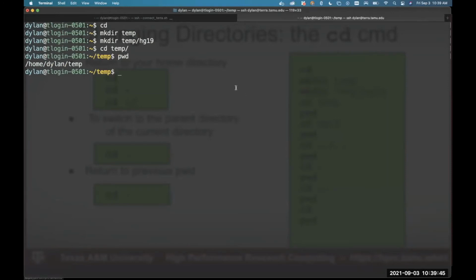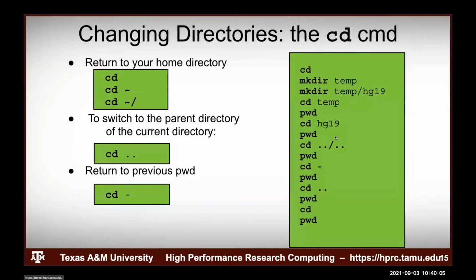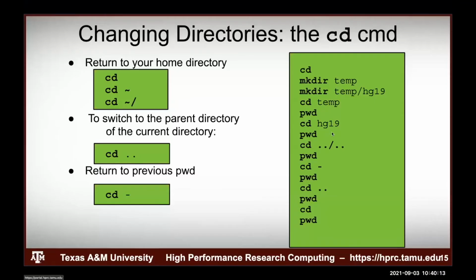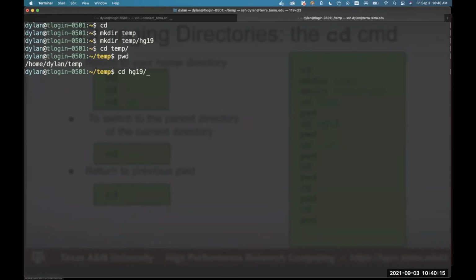So again, we use cd by itself to go home. Once we're in our home, we said make directory temp, and that made the temp directory inside of our home. We said mkdir temp/hg19, which made the hg19 folder inside of our temp folder. And then we moved into our temp folder. So now we're about one level down. And then we print our work directory. So over here we see home Dylan temp. And now we can move another level down by saying cd hg19 and pwd that. So we see home Dylan temp hg19.